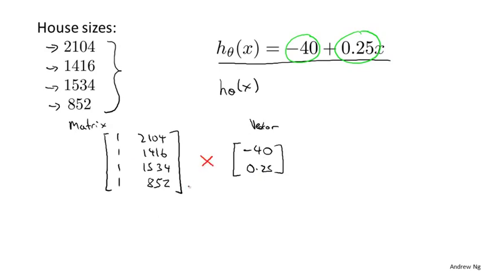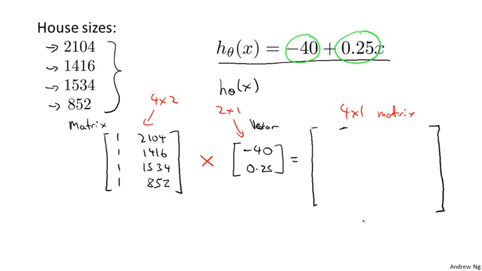Right? That times is this multiplication symbol. So what do I get? Well, this is a 4 by 2 matrix. This is a 2 by 1 matrix. So the outcome is going to be a 4 by 1 vector. So this is going to be a 4 by 1 matrix as the outcome, or really a 4-dimensional vector. So let me write in one of my 4 elements. I'm going to have 4 row numbers here.